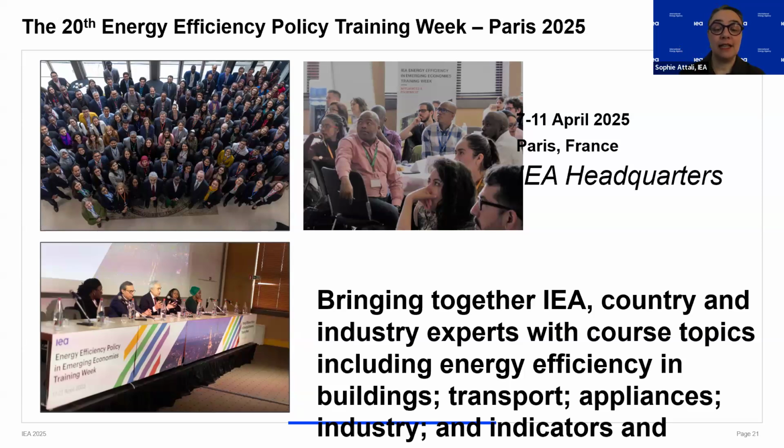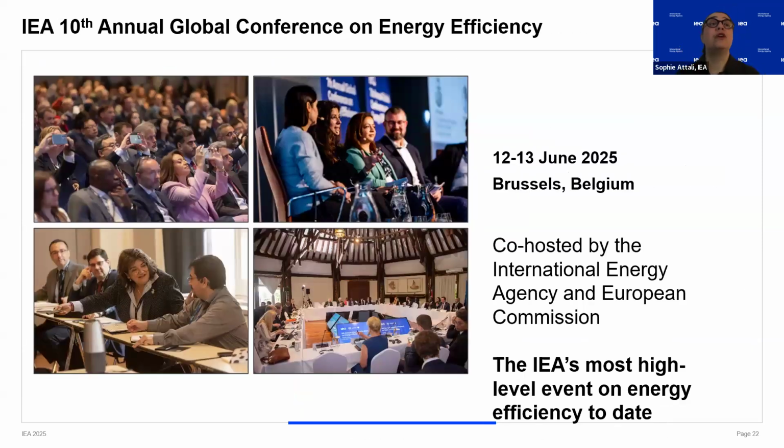And in my last slide, I would like to remind you that we are holding our 10th annual Global Conference on Energy Efficiency. This will be the biggest one because it's the 10th anniversary. It will be co-hosted by the European Commission and will happen on June 12th and 13th in Brussels this year. The key focus will be on how to implement the goal of doubling energy efficiency and how to bring about the affordable and secure energy system that is needed to achieve our shared climate goals.